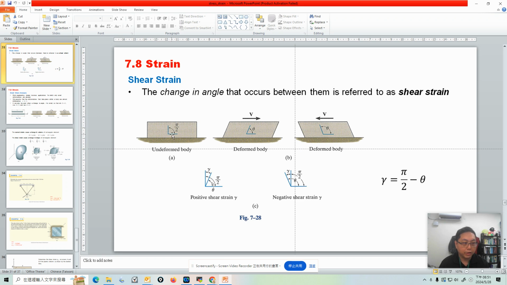Previously, when we talked about shear strain, we said that initially, for example, the angle here is 90 degrees, which is pi over 2 radians. If we apply a shear force and the theta angle is less than 90 degrees, we say the shear strain is positive. If theta is greater than 90 degrees, the shear strain is negative. That could explain some situations, but for the general case, this rule is sometimes hard to apply.